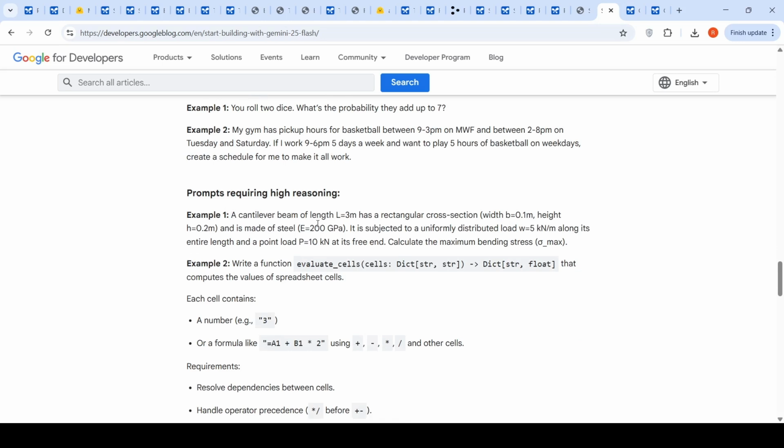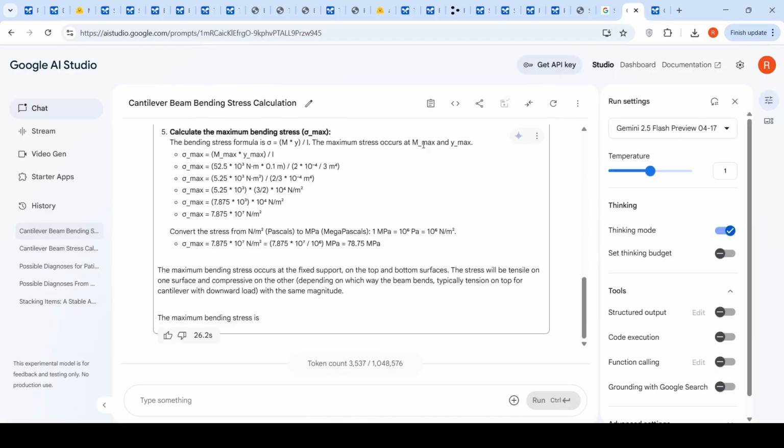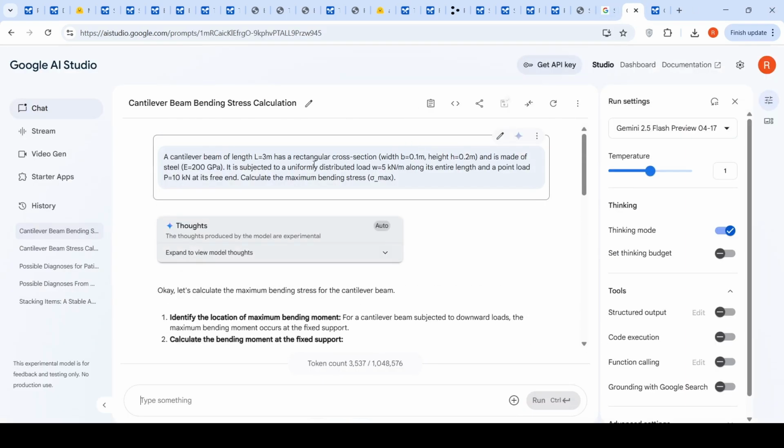The problem is a calculation for a cantilever beam of length L equal to 3 m, which has a certain rectangular cross section, calculating the maximum bending stress. This prompt requires high reasoning. So I went to AI Studio and gave this problem to Gemini 2.5 Flash preview with thinking mode. I have not set a thinking budget. It will automatically identify a good thinking budget for this problem and give the solution.